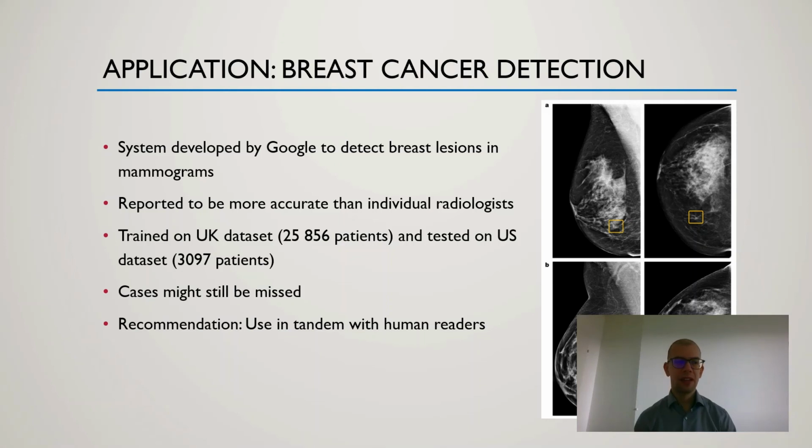So it seems that the algorithm is more accurate than individual radiologists, but it sees something different than what the radiologists see. And this suggests also, that's the conclusion of this huge study, that the best thing to do, and this is also what happens in practice, is to use this system in tandem with human readers. So one possibility, for example, is that the system pre-detects some areas to look at for the radiologist, and the radiologist then decides himself if that is a lesion or not. But of course, usually the radiologist still has the main and the last word on the diagnosis.